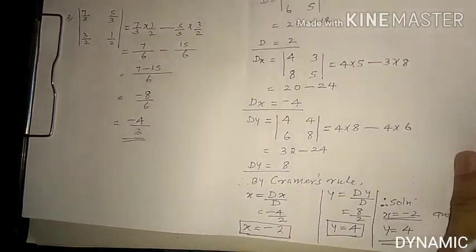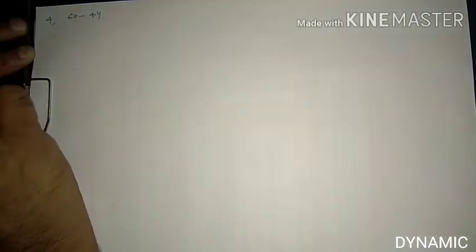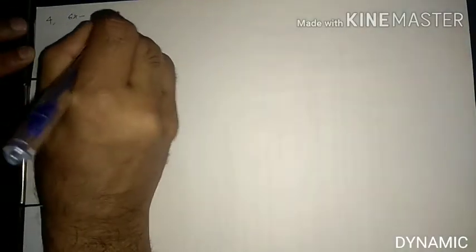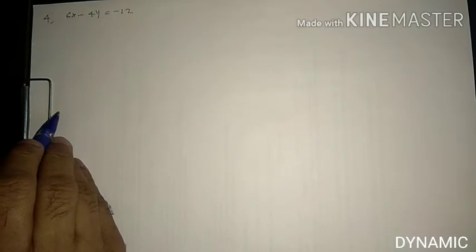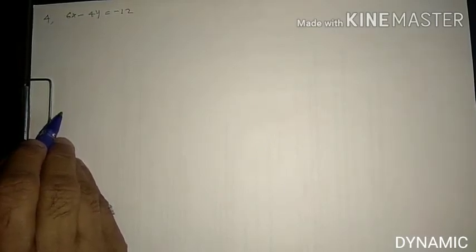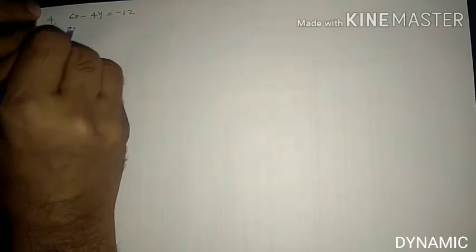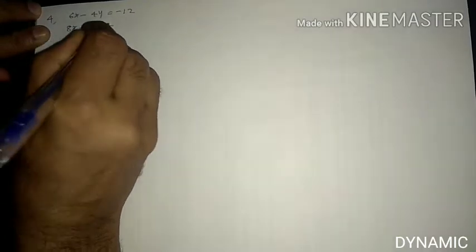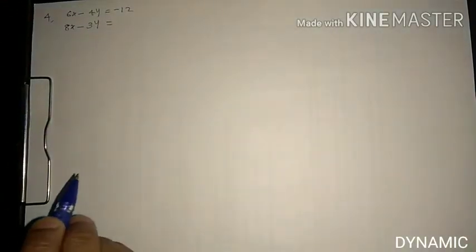Now I do question number 4 and also 6. Now I copy the question, which is 6x minus 4y equal to minus 12. The other one is 8x minus 3y equal to minus 2.